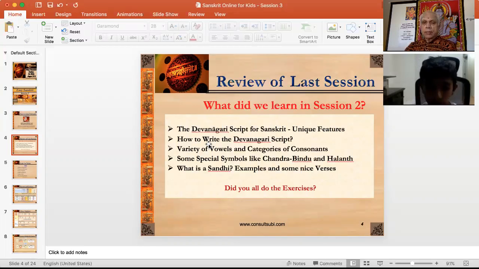And we learned the variety of vowels and also some special symbols like Chandra, Bindu and Halant. And we learned about joint word, what is a Sandhi? And I gave you some examples and some nice verses. This is what we learned, and basic thing is the alphabet. So that's why I gave you the exercise. If you haven't done it, doesn't matter, but you can do it later on and submit to me. Okay. All right, let's go to the next slide.